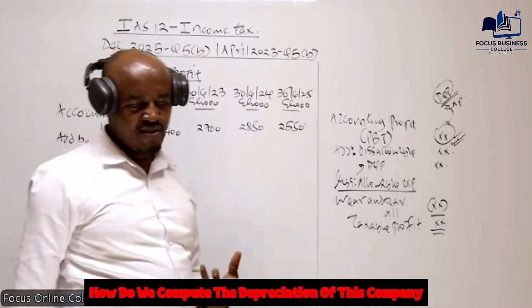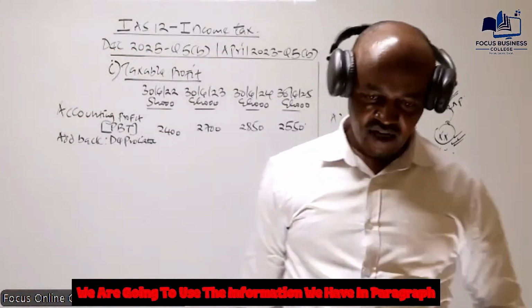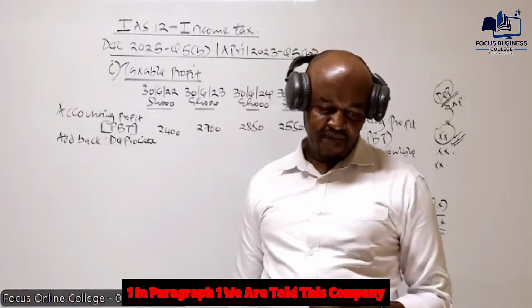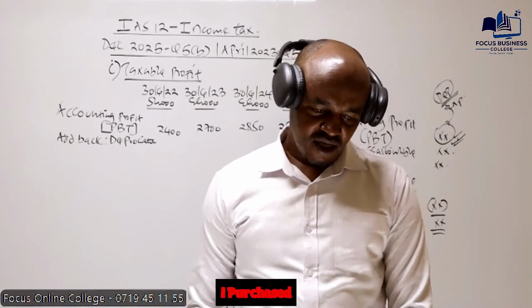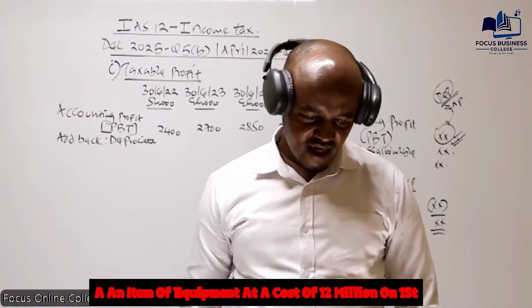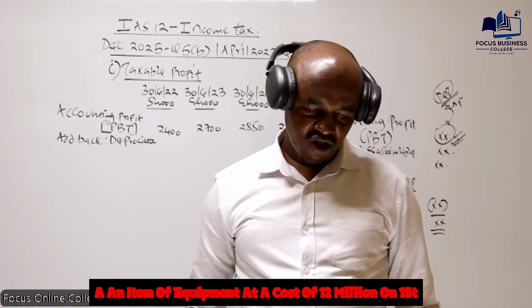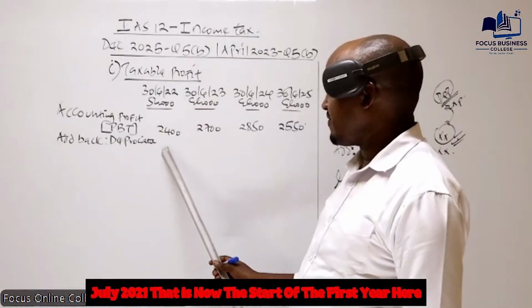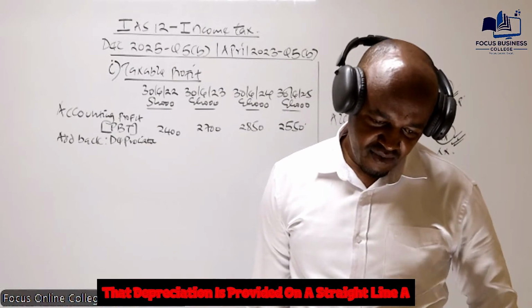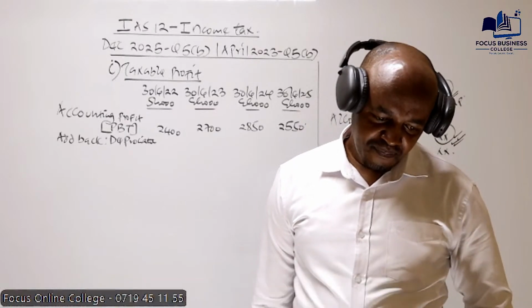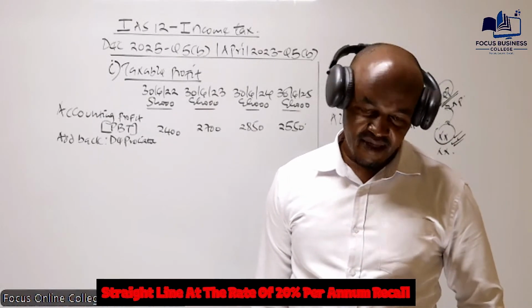How do we compute the depreciation of this company? We are going to use the information we have in paragraph 1. In paragraph 1, we are told this company purchased an item of equipment at a cost of 12 million on 1st July 2021. That is now the start of the first year here. And then you're told that depreciation is provided on a straight line at the rate of 20% per annum.